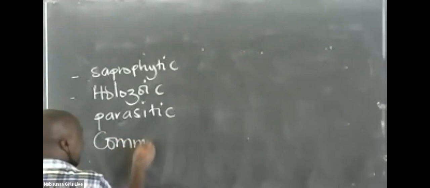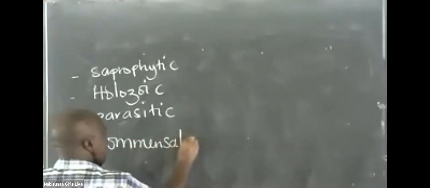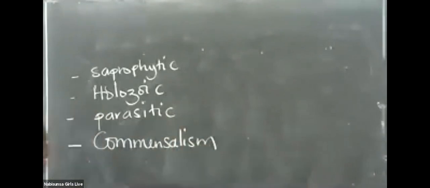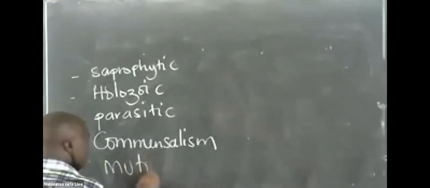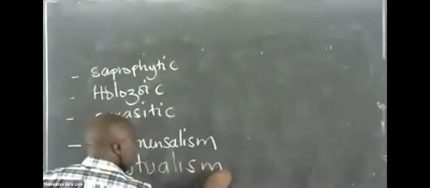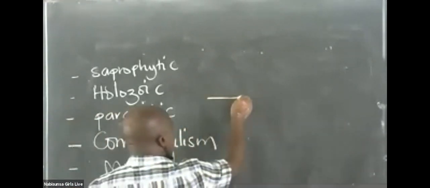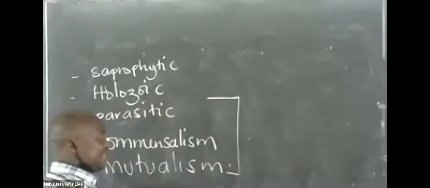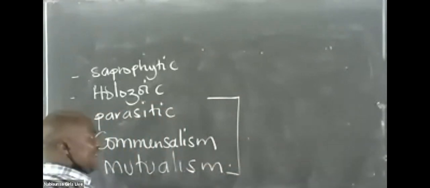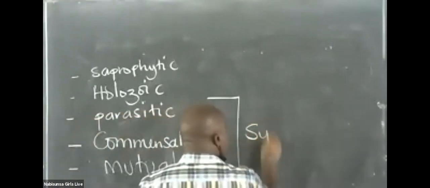Then also, amongst these ones, we can have something called commensalism. I think it is written like that. Then we can also use something called mutualism. Since I'm using commensalism and mutualism, I will say a form of association. These ones are forms of what? Association. So I can say, I don't know if this one will make sense.